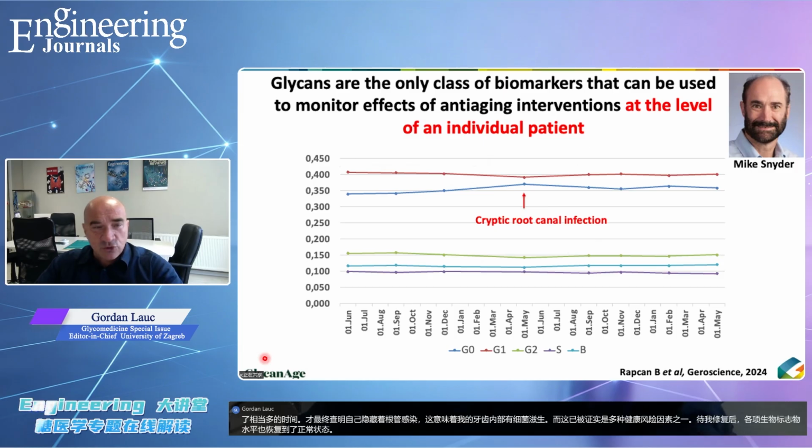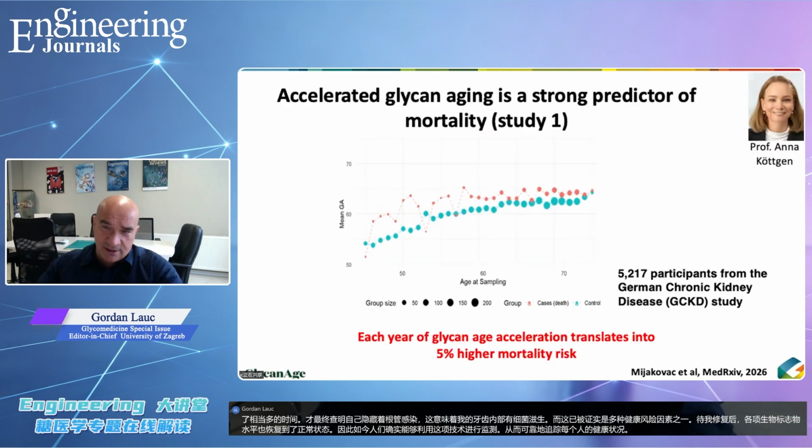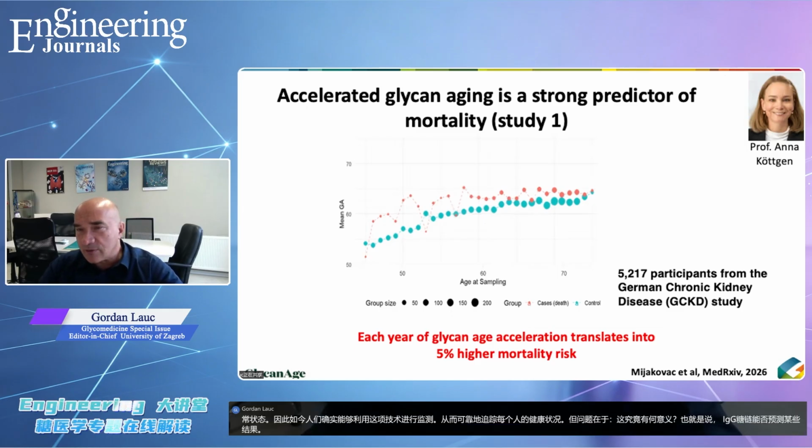So you can actually now today, using this technology, monitor an individual in a reliable way. The question is, does it mean anything? So does IgG glycans predict anything? And this is pretty much exclusive. I haven't talked about it yet. We just posted it on medRxiv actually last week.